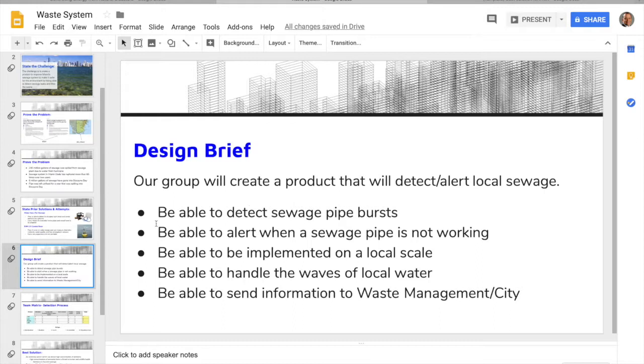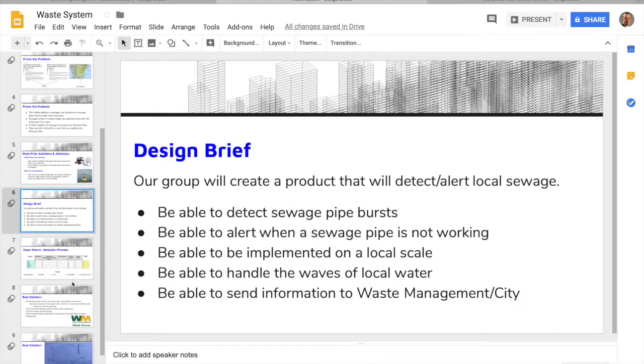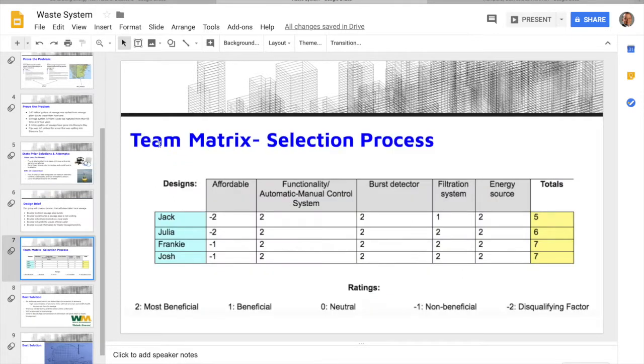So these are the 4 to 5 constraints that need to be measurable for a team to be successful. What that means is each one they have to be able to prove: be able to detect sewage pipe burst, be able to alert when the sewage pipe is not working, and so on. So these are measurable and very important. So once that is created, now you can go into your team matrix selection process.